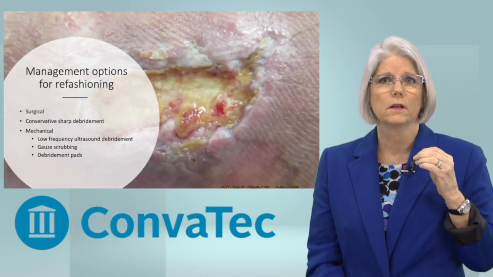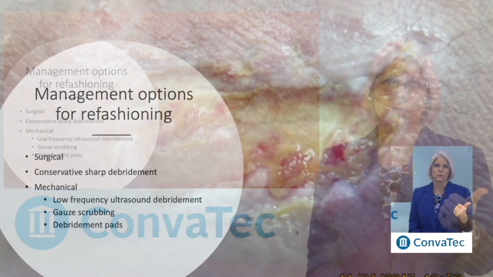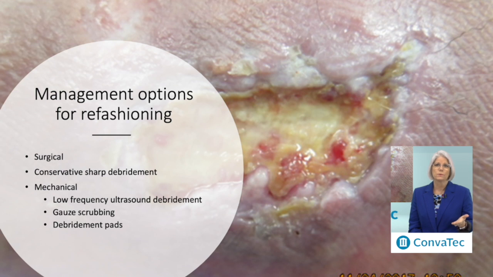So what are our strategies or management options for refashioning? One is surgical. There's conservative sharp wound debridement, and then mechanical, which is probably the most frequent for people who are not specialists in the wound field. And that is gauze scrubbing or using debridement pads. The low-frequency ultrasound debridement is a mechanical debridement, but you do need specialized equipment and training for that. So maybe it's usually currently in the hands of specialists.